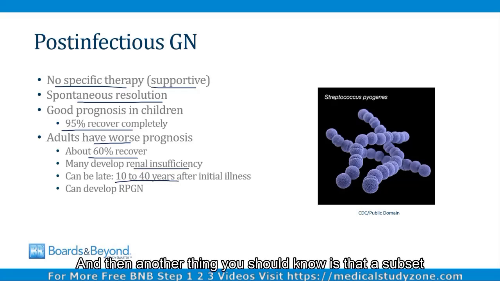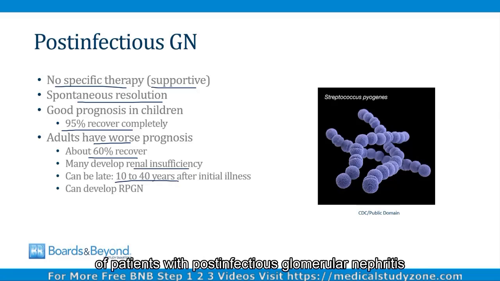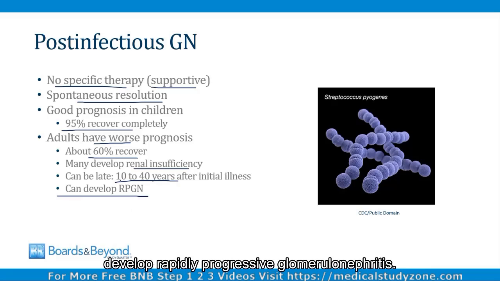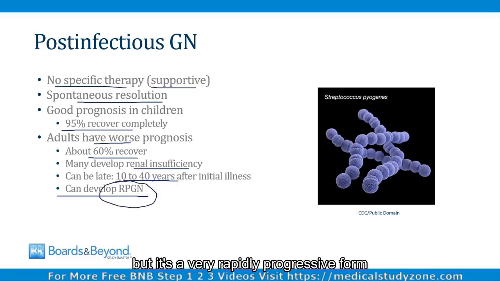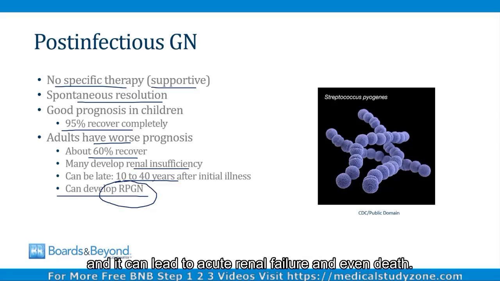And then another thing you should know is that a subset of patients with post-infectious glomerulonephritis develop rapidly progressive glomerulonephritis. I talk about this in a separate video, but it's a very rapidly progressive form of inflammation in the nephron, and it can lead to acute renal failure and even death.